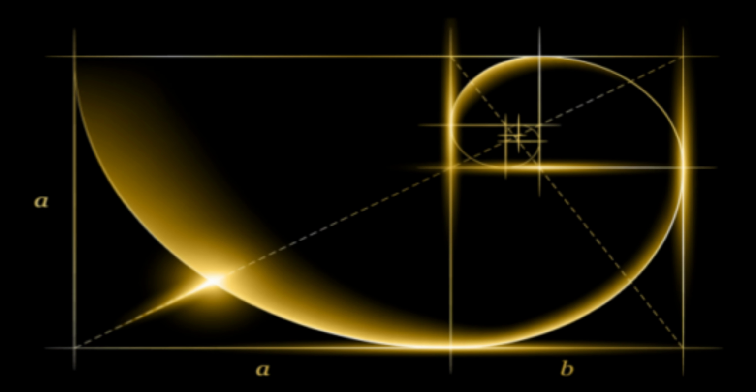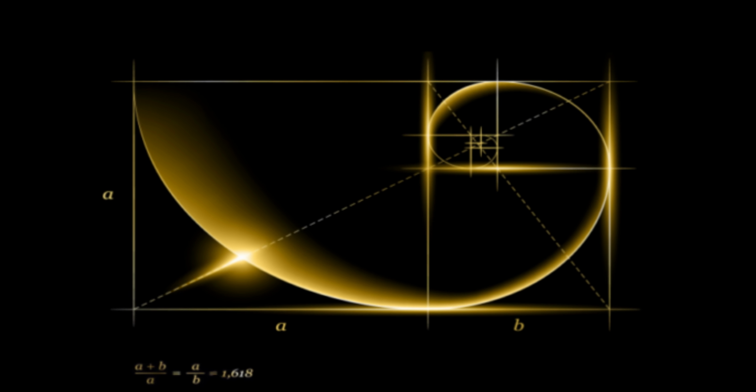Negative space, it's not just empty. Sometimes it's intentional silence that amplifies your subject. Then we have the golden ratio. This is nature's blueprint. This is a more organic version of the rule of thirds.